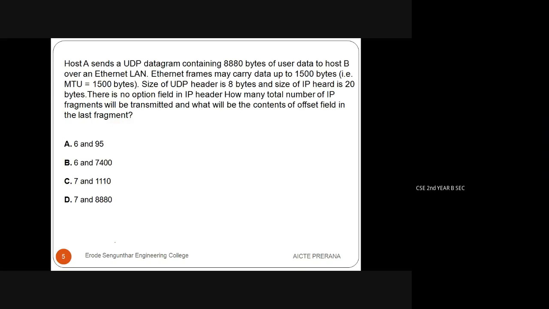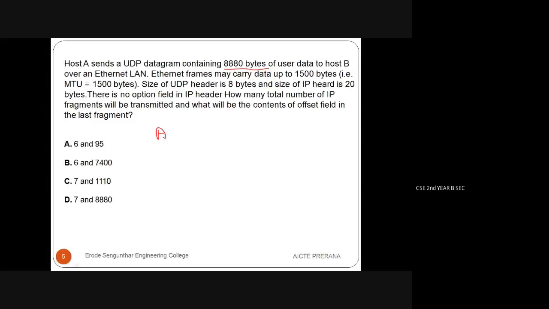This is quite an interesting question. I am reading out the question so that you will understand the concept. Host A sends a UDP datagram containing 8880 bytes of user data to host B. We have host A and host B, and host A is sending data to host B. That is the first given thing.